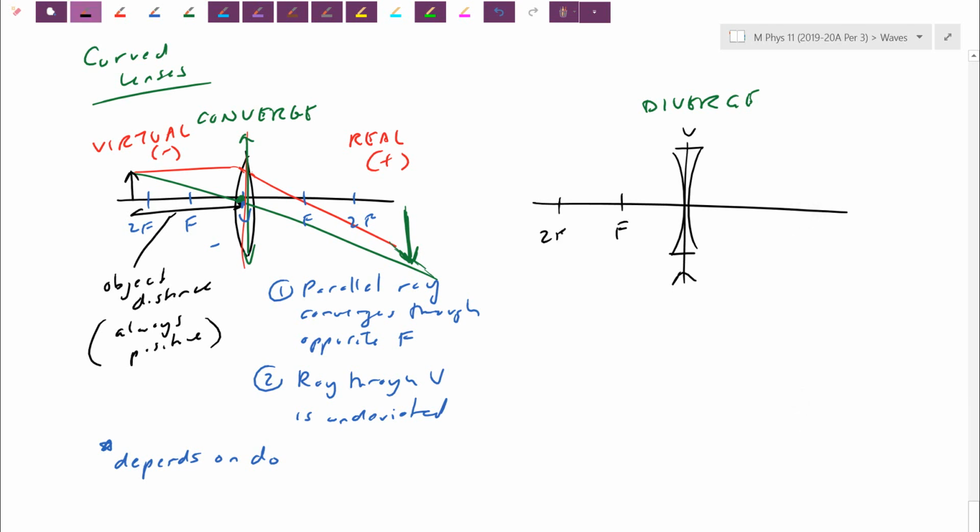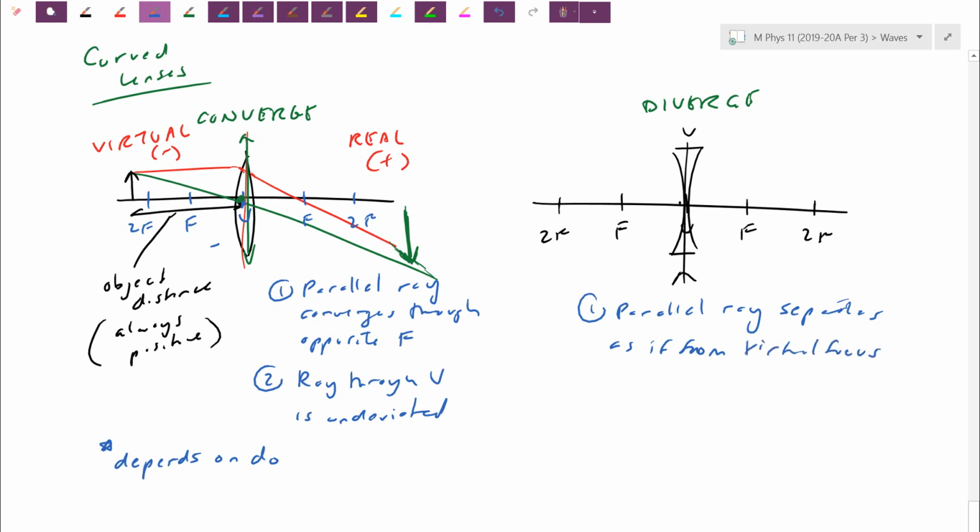We again only have a focal, a 2F, a focal, a 2F, and a vertex here. Your ray diagram here: a parallel ray separates as if from the virtual focus. As you get more practice with this, you can pretty much memorize what the ray diagrams look like. What I'm saying here is that the ray goes in parallel, and it's going to leave as if it had come through F. So I need to make my writing look better. From the virtual focus.